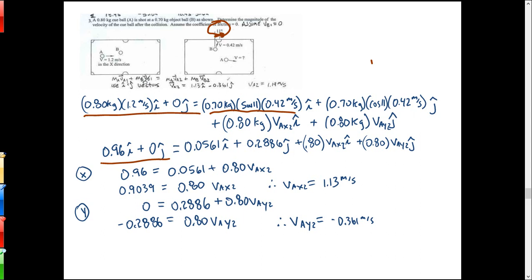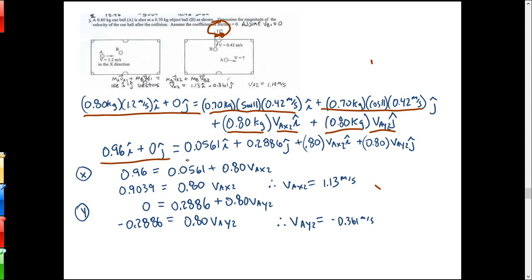Okay. And then 0.7 cosine 11 times 0.42 will get you the y component of momentum. That's for ball B. For A, I don't know what they are. So I got 0.8 Vx and 0.8 Vy. Notice I'm not doing any trig in there. I don't need to get the angle yet. I'm just going to find what the x and y components are. So I'm not messing with any trigonometry in there.